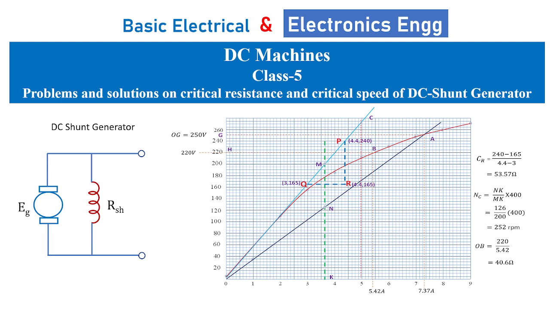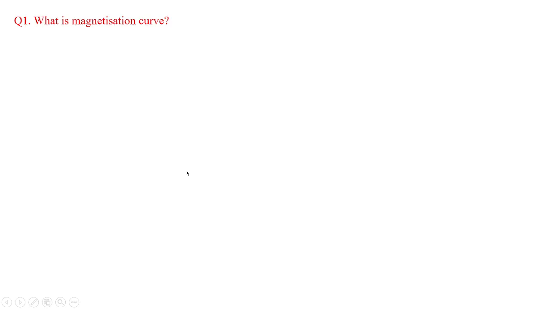So before understanding the characteristics, let us have a glance over the open circuit characteristics of DC shunt generator under no load. So in order to understand this concept in a better way, we have selected some numericals. So before that, what is critical speed? What is critical resistance? All the basics we are going to see. So we'll start off with this.